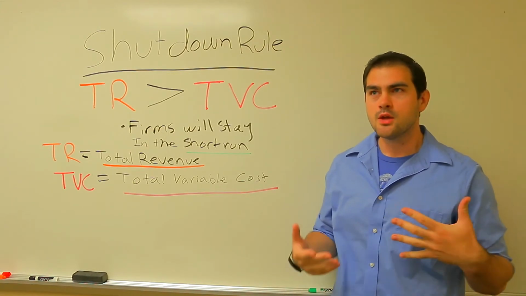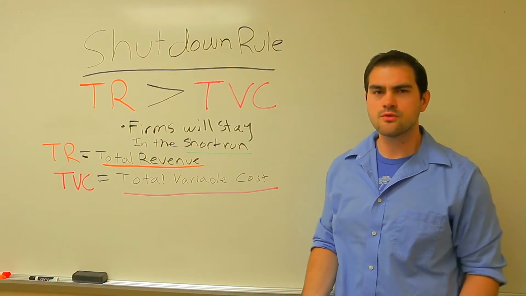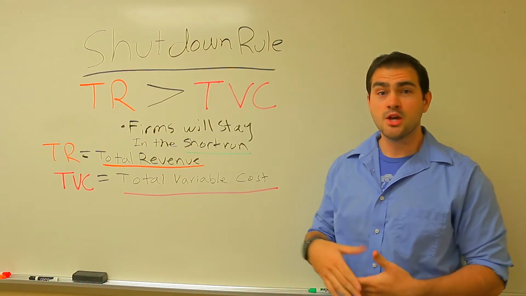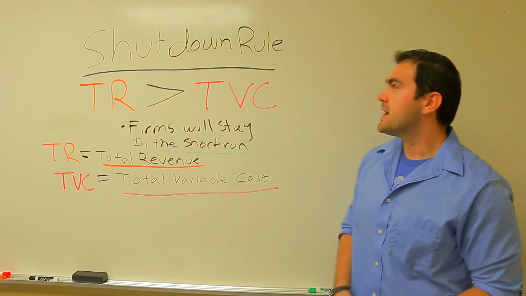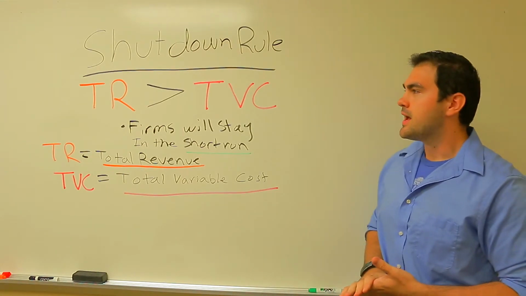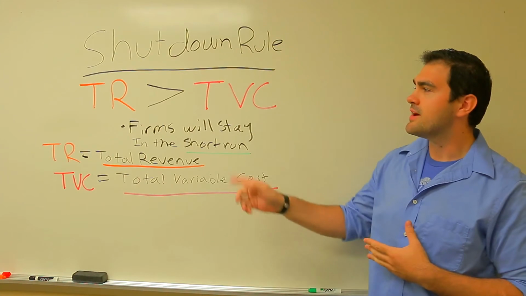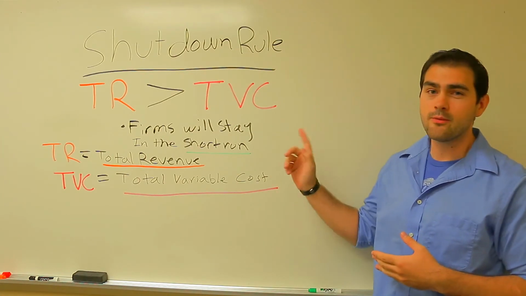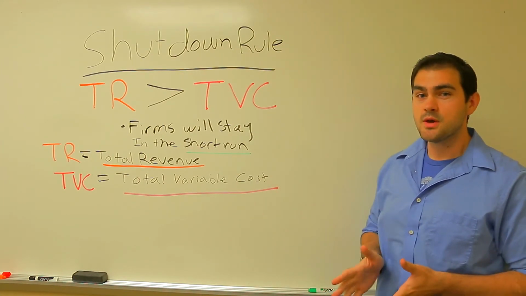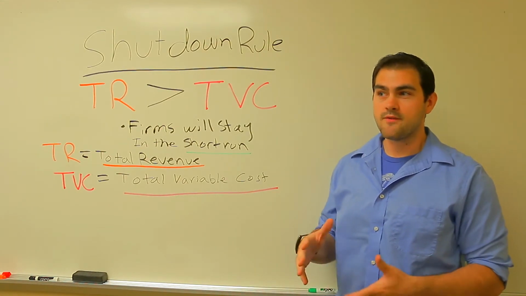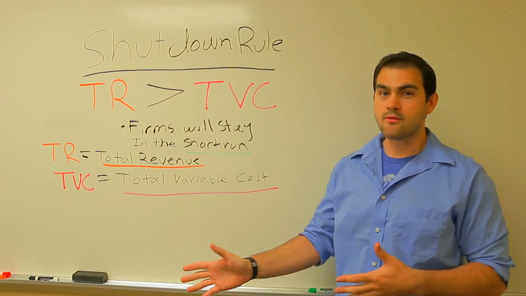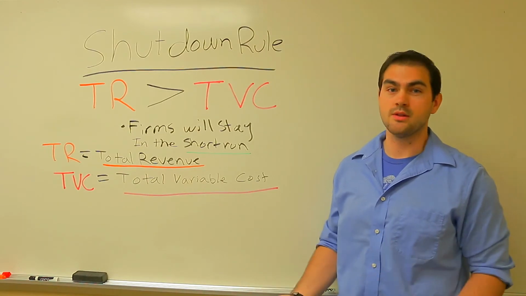Today, we're going to be doing a very crucial rule in evaluating if a business should stay in business or should just get out. What we have today is the shutdown rule, and the rule applies to if our total revenue is greater than our total variable cost, that business will be able to continue to operate in the short run. We don't know if it can really maintain it, but for right now in the short run, it'll be able to still operate.